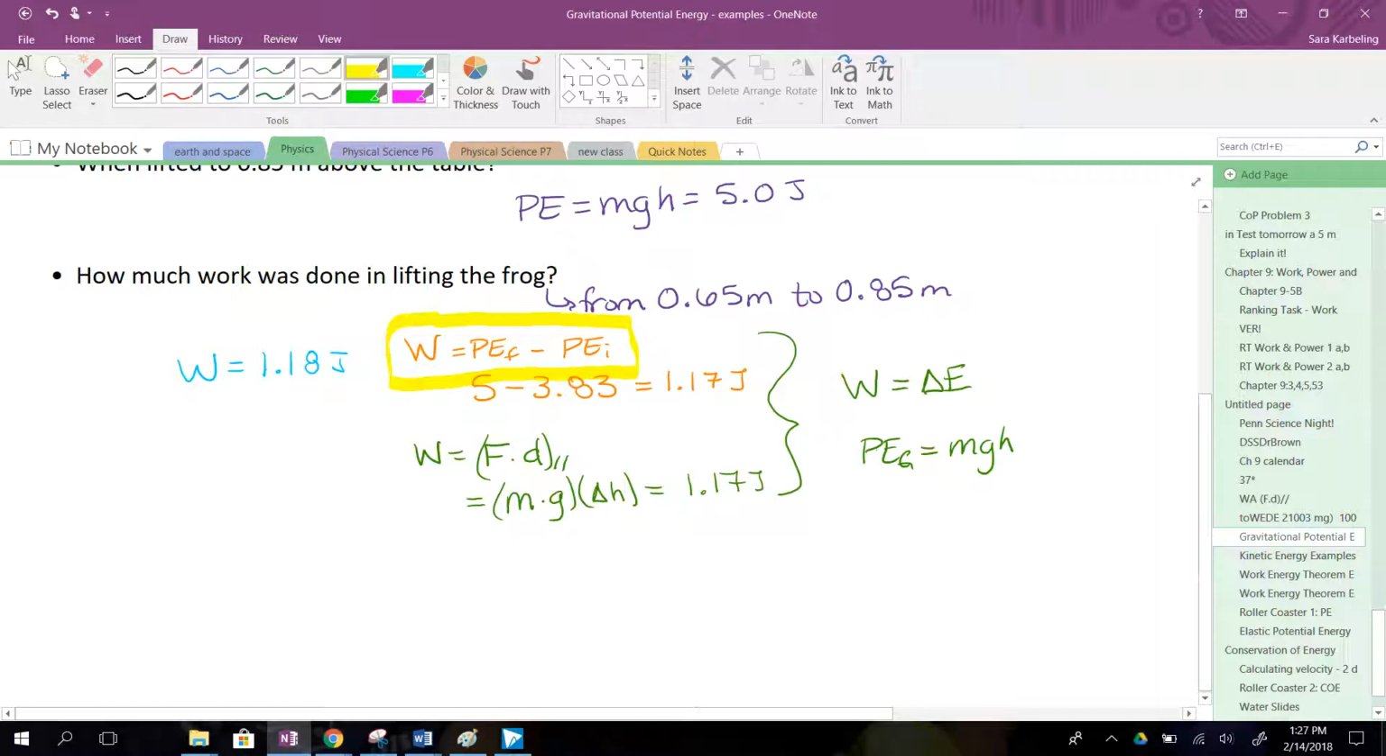Okay, so here's my next question. I don't have my meter stick out, so we're just going to have to trust me that this is 0.65 meters above the table, okay? So I lift it from here to here. I've done work, yeah? Okay, now I want you to tell me what its potential energy is here.